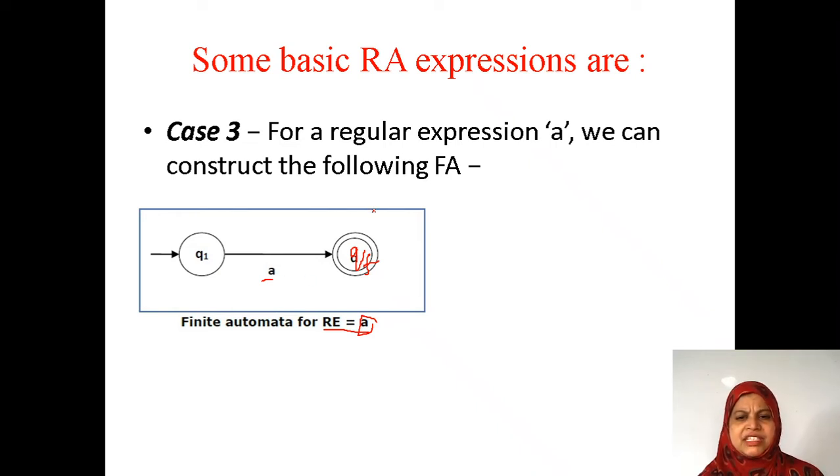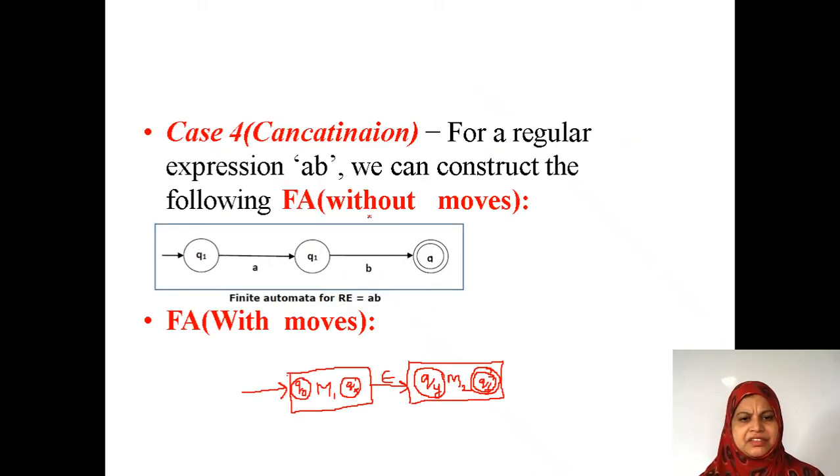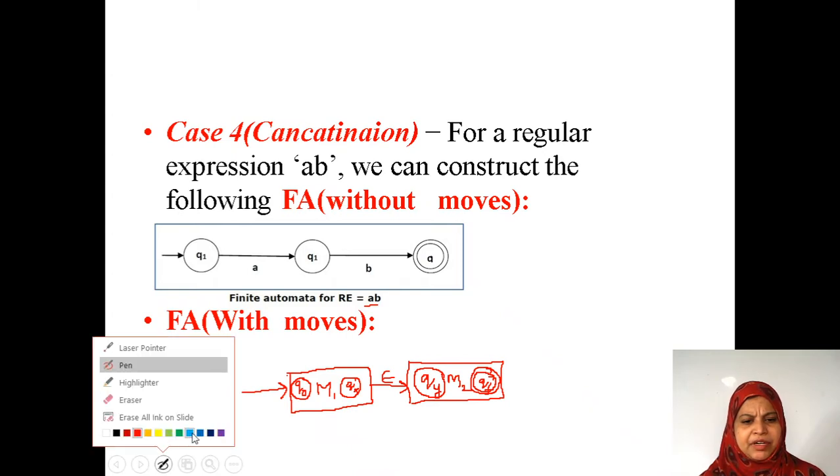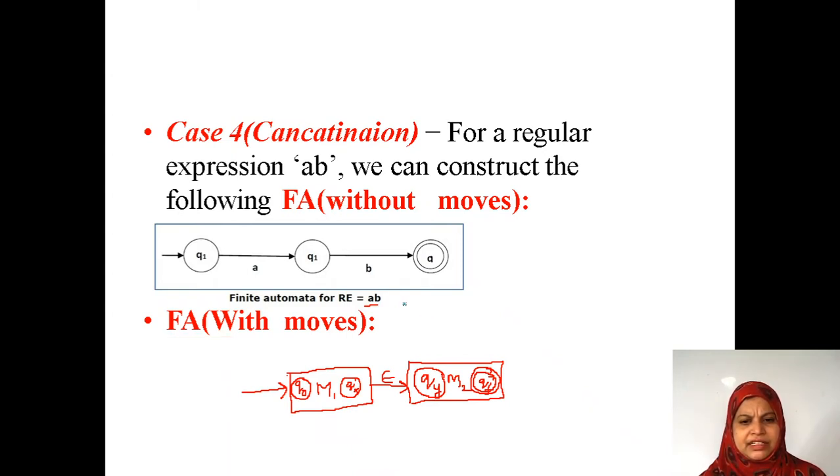If my regular expression has only one input symbol, that is A. Next, concatenation. If concatenation is present between two symbols, the regular expression is A comma B. Now we are going to convert this regular expression to an NFA, a finite automata without epsilon moves.